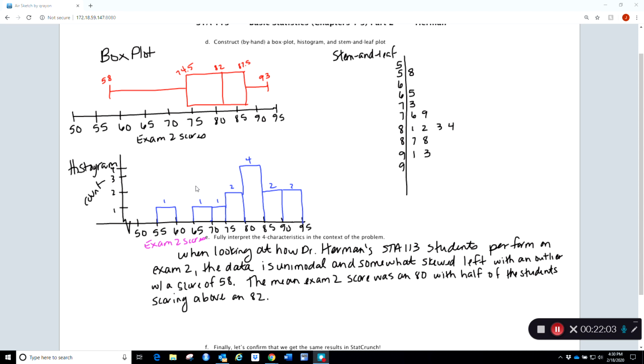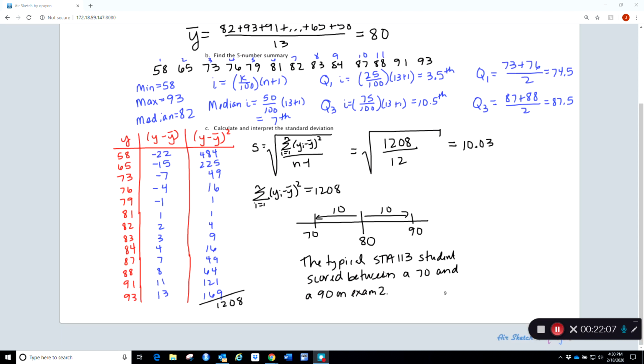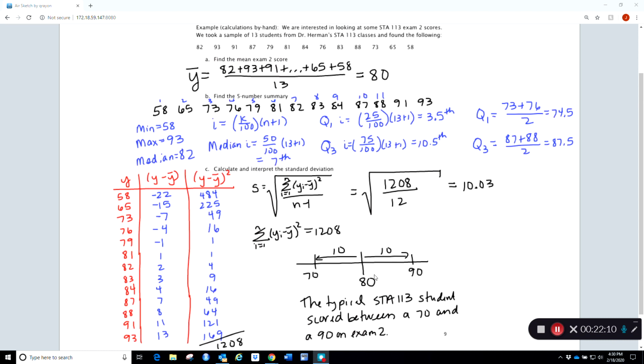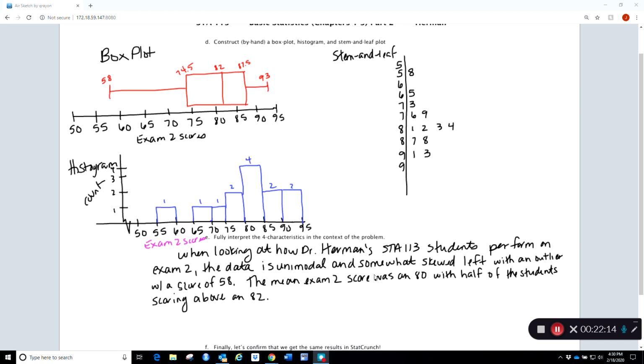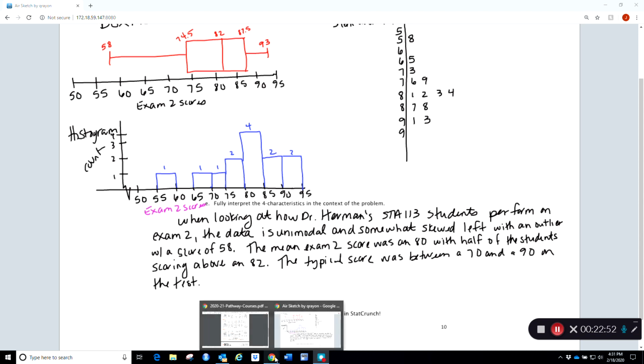And then finally, we want to interpret our standard deviation, which we've technically already done right here. So I'm just going to write this same sentence here as well. So our typical score was between a 70 and a 90. So we have shape, we have outlier, we have our center of mean and median, and we have our standard deviation all covered. Now last, I'm just going to show you how we can confirm all of this in StatCrunch.